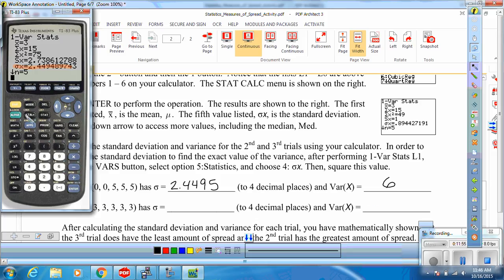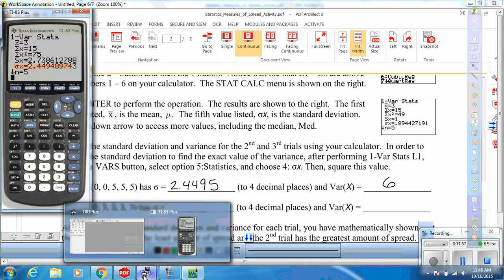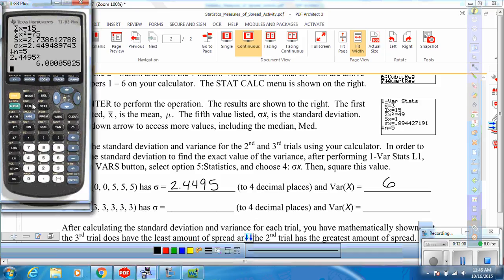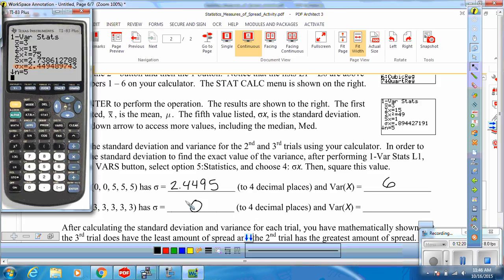Let's do it for the last data set here. So stat, edit, and then we're putting in this last data set, and it was all 3s. So we have 5 3s. We quit. We go to one variable stats, and we see our mean, and we see that our standard deviation is 0. So a standard deviation of 0 and 0 squared I can do in my head. That's a variance of 0 as well.